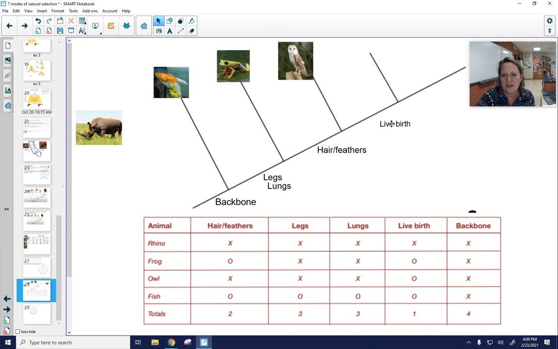And then this trait arose, which is live birth. And the only species that gives live birth in this example was the rhino. So that's how we analyze what the traits are and how these relationships happen. So we're going to be doing a dissection project coming up, and you are going to be required to analyze some of these cladograms. And so I hope this will help you with that in the future.